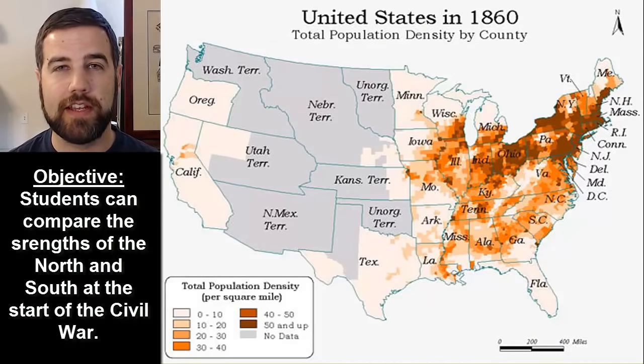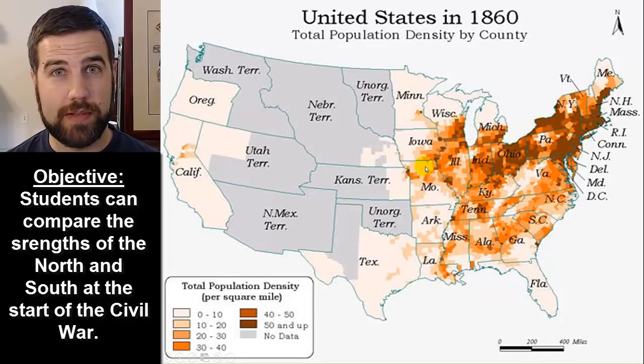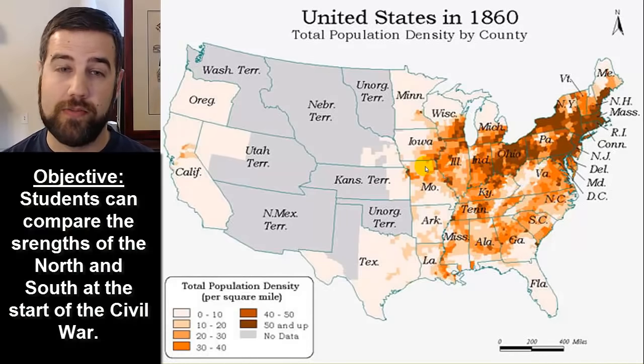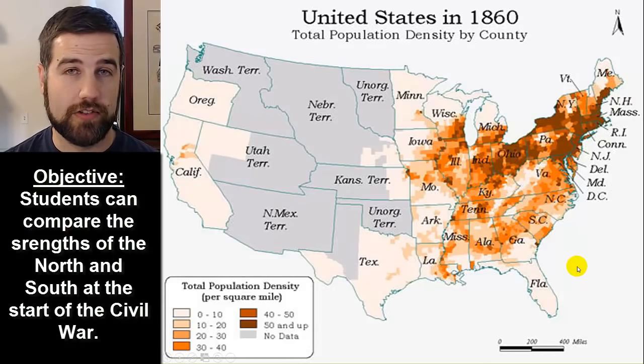So looking at the population of the United States, you can see that in the northern part of the United States, from Pennsylvania, Ohio, Indiana, Illinois, there are a lot more people in the North. There are about 22 million people living in the northern states versus about 9 million in the southern states. And of those 9 million, those are also counting the slaves that are down there.